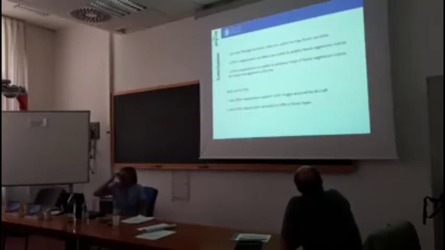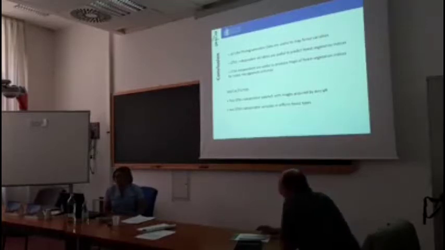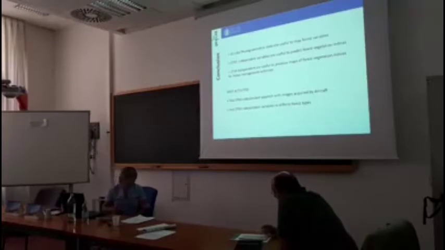So, in conclusion, we can say that 3D UAV photogrammetric data are useful to map forest variables. DTM-independent variables are also useful to predict forest vegetation indices, not just volume, as we saw in the first article. And DTM-independent variables are also useful to create maps for forest management activities.